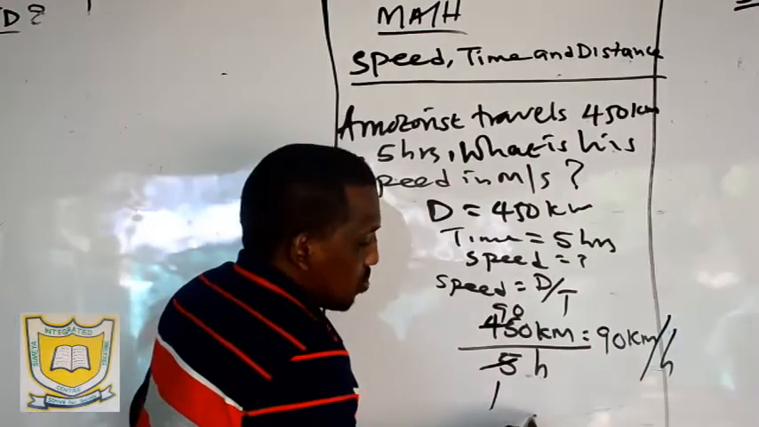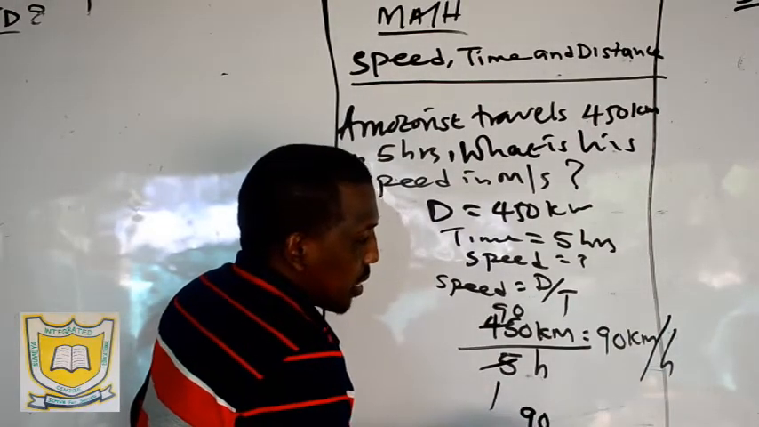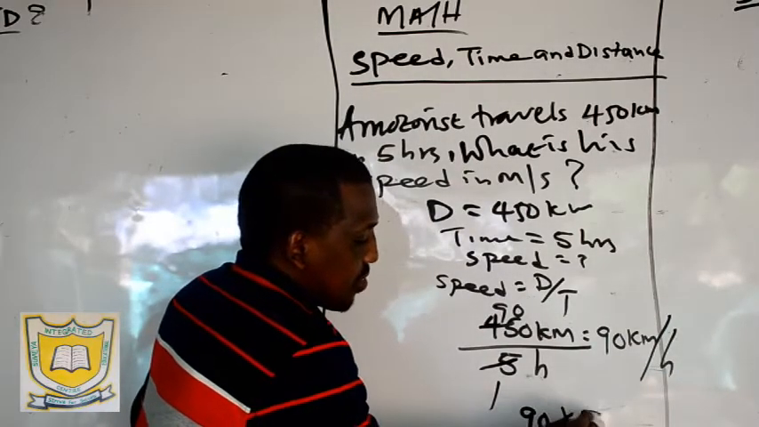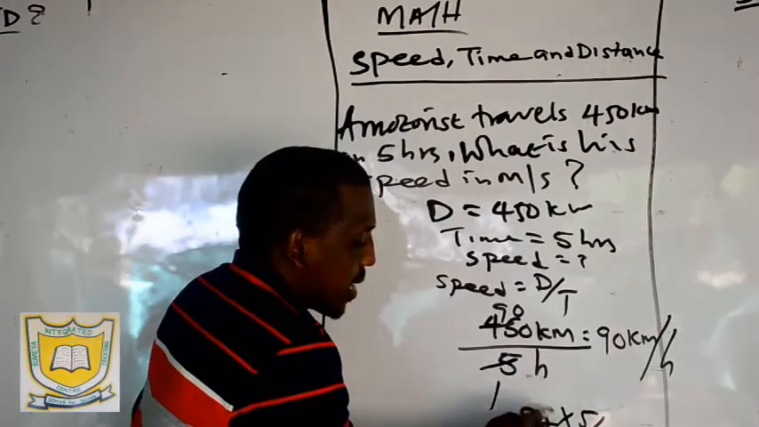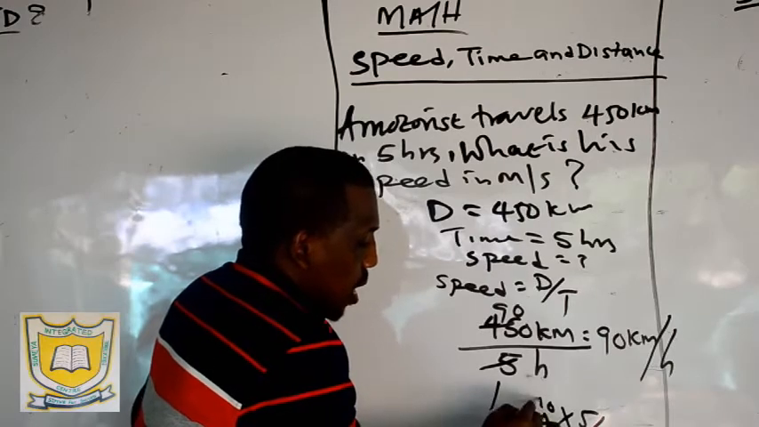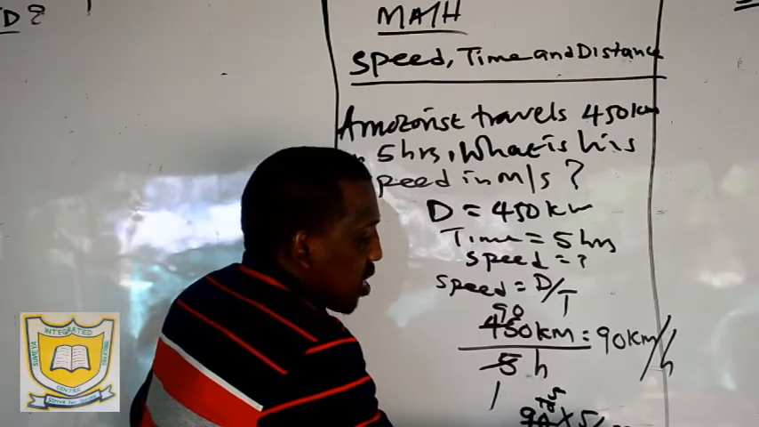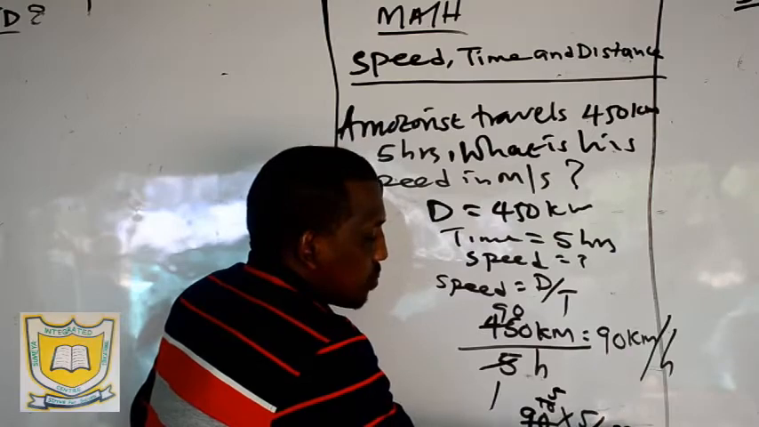So we say now meters per second. Our formula was, remember, 90 multiplied by 5 over 18. That was our formula. By 9, 2. By 9, 10. By 2, 1. By 2, 5. 5 times 5, 25 meters per second.